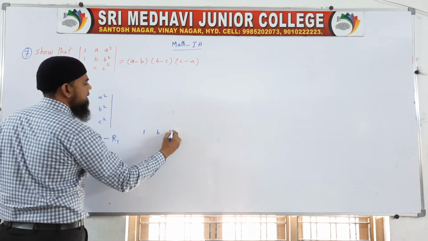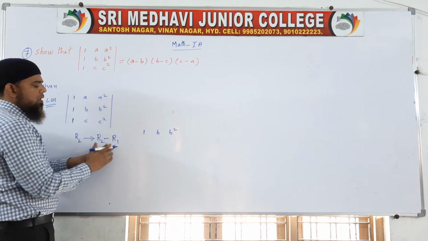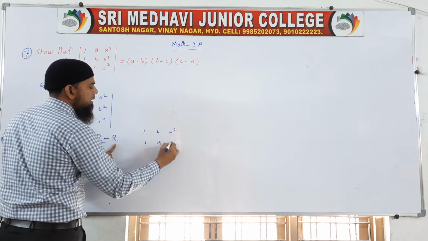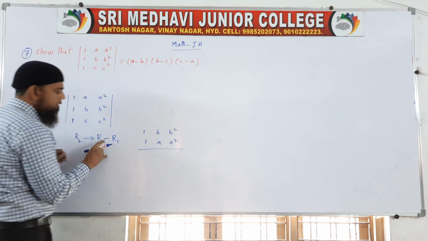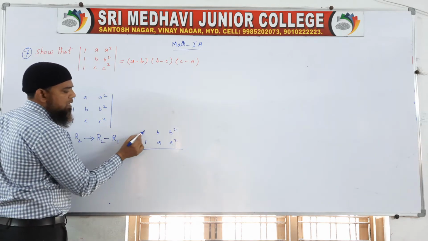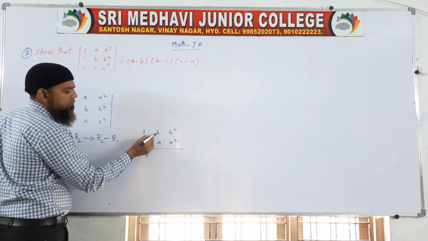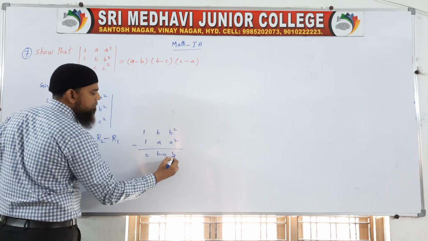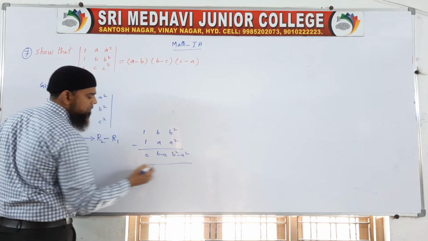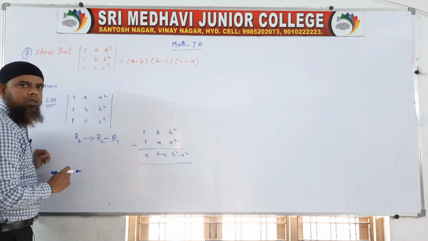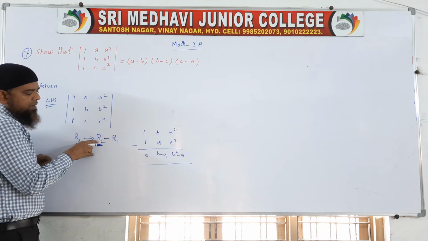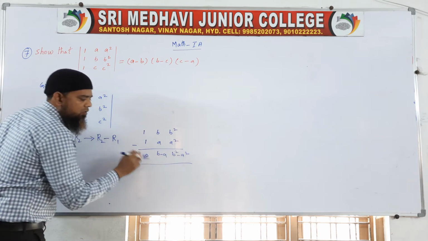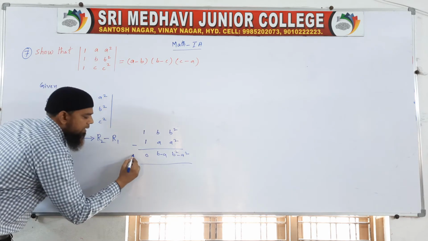1, b square. This is R2. What is R1? 1, a square. What are we doing? Subtracting. So minus. 1 minus 1, 0. b minus a, b square minus a square. This is the result here. When we complete R2 minus R1, this is what we get. So where do we have to write this? In place of R2. That I am writing as R2.